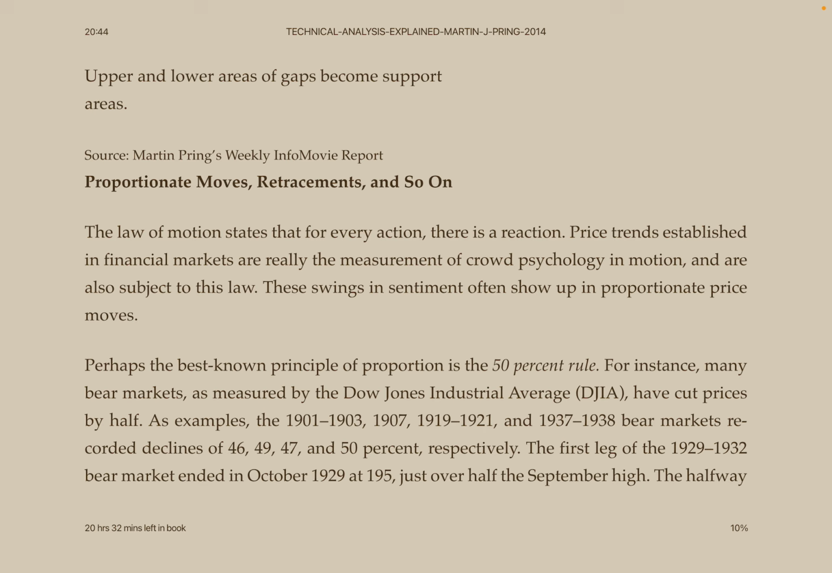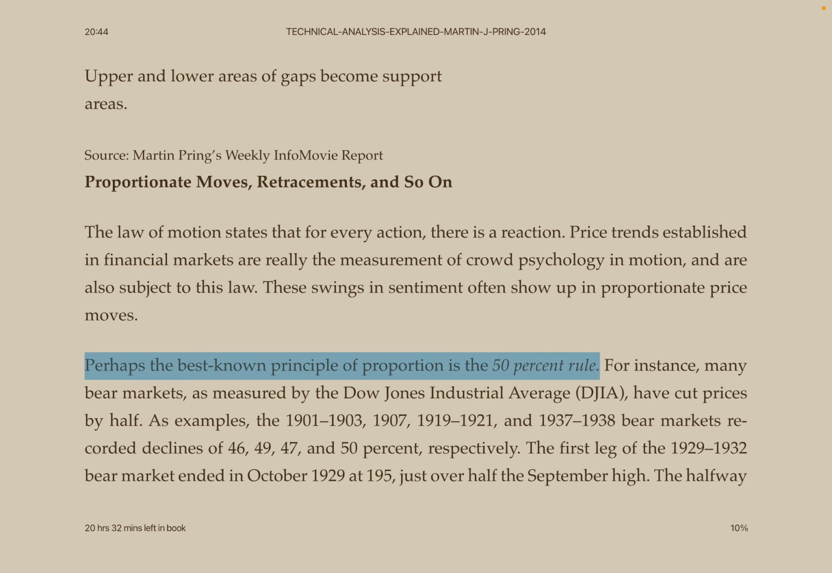The law of motion states that for every action there is a reaction. Price trends established in financial markets are really the measurement of crowd psychology in motion and are also subject to this law. These swings in sentiment often show up in proportionate price moves. Perhaps the best known principle of proportion is the 50% rule.